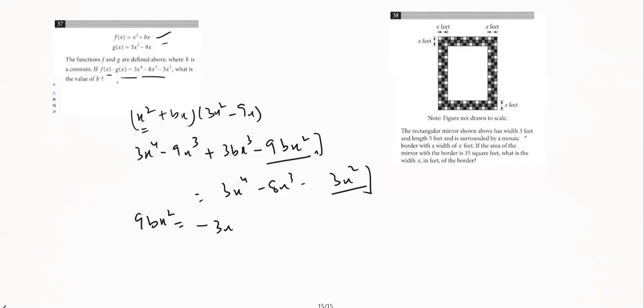Minus 9bx square. And this is equivalent to 3x power 4 minus 8x cube minus 3x square. The x square terms would be equivalent to the x square terms. So 9bx square is equivalent to minus 3x square. 3 times 3, x square, x square. B is equal to minus 1 upon 3.